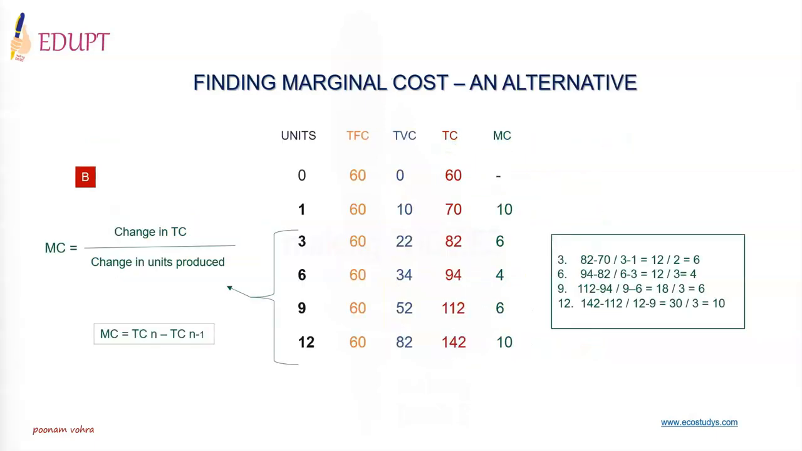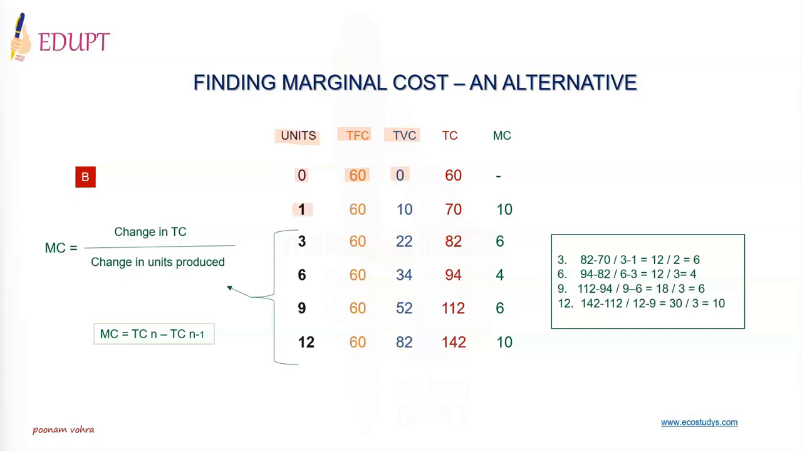Now have a look at this numerical example. Units produced, total fixed cost and total variable cost are given. Total cost and marginal cost can be found. Units produced are 0. Total fixed cost is 60. Total variable cost is 0 when nothing is produced.